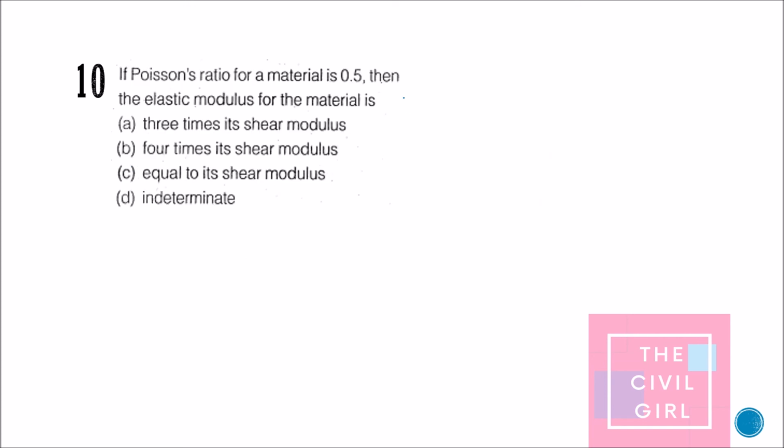Next question. If Poisson's ratio for a material is 0.5, then the elastic modulus of the material is what? So mu is given, E is asked. It has been asked in terms of shear modulus. So we know the relation between these three things. E is equal to 2G into 1 plus mu. This relation has been asked in so many questions. So I'm stressing it again.